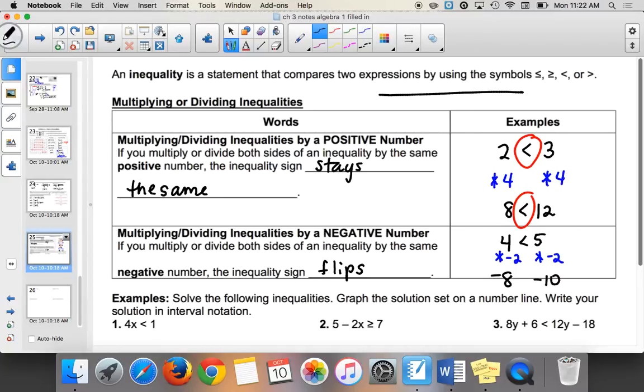So let's think about it. If I was doing a number line, -1, -2, -3, -4, -5, -6, -7, -8, -9, -10. Is -10 bigger or smaller than -8? Smaller. Yeah, -10 is smaller, right? So -8 is bigger than -10. Does that make sense? So what happened? In order to make that true, we had to flip our sign. Okay, do we all understand that?